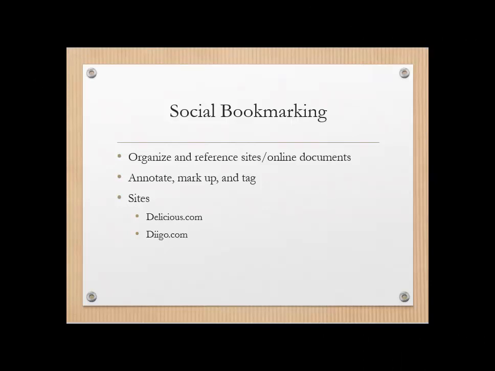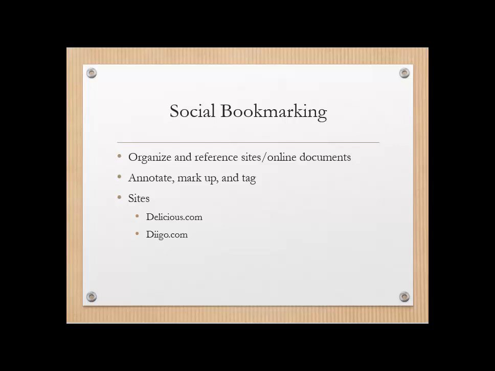There are two types of PLNs we'll explore in this presentation. The first is social bookmarking. Social bookmarking is a platform for individuals to organize and reference sites and online documents for later use. Going further than your web browser's Favorites feature, social bookmarking allows users to edit, annotate, and tag resources for a deeper sharing experience. Two popular social bookmarking sites are Delicious.com and Diigo.com.